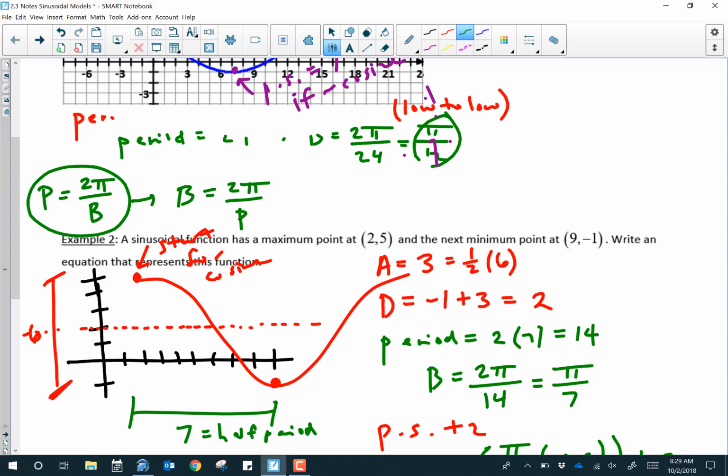Okay, any other questions? Okay, we're actually going to skip example 3 and move on to the back.